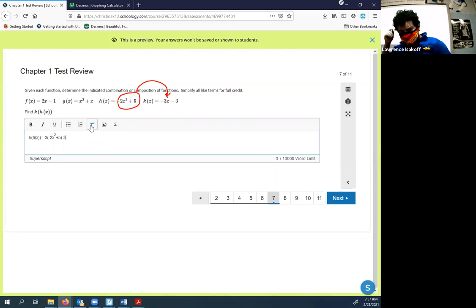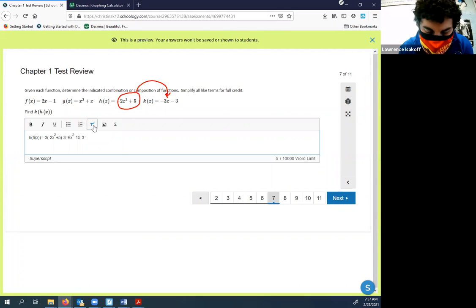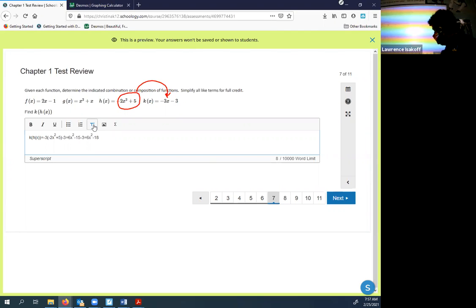Start with distributing the negative 3. Negative 3 times a negative 2 will give me a positive 6x squared. And then negative 3 times 5 will be minus 15, minus 3. Nothing combines with the x squared, so we don't have to stress that. Negative 15 minus 3 will give me negative 18. So 6x squared minus 18. Next.